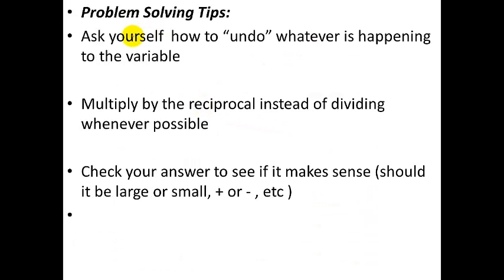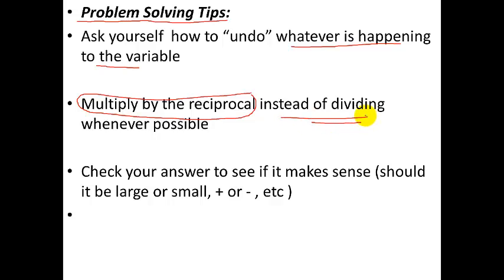Alright, so problem solving tips. What do we do when we have a problem? How do we know what steps to follow? We have to ask ourselves, what's happening to my variable, and how do I undo it? Because I'm trying to work backwards to recover that unknown value. So you always want to work backwards and do the opposite of whatever is happening. If it's division or multiplication, remember that multiplying by the reciprocal is the same as dividing, and often, as you'll see in some examples, is a much better way of writing it and solving it.